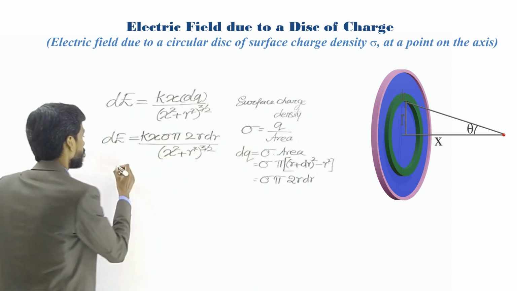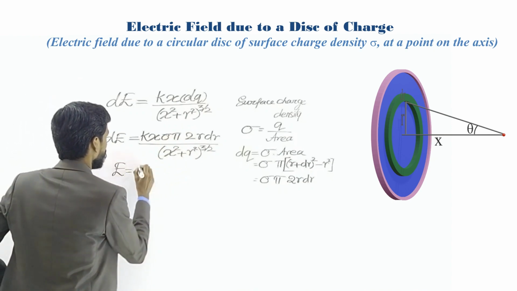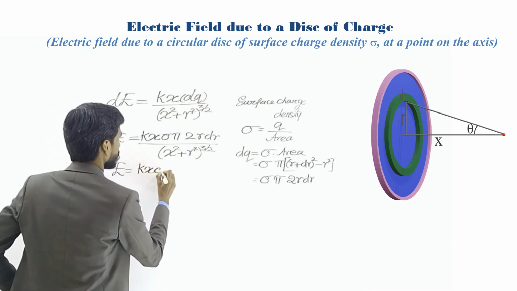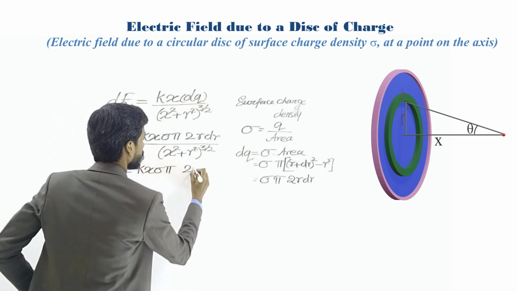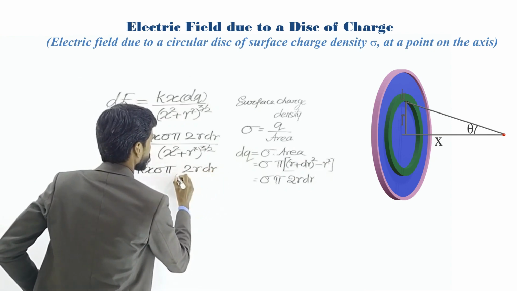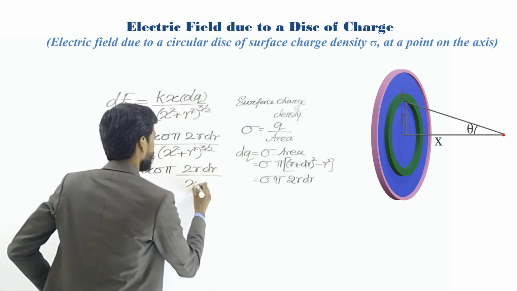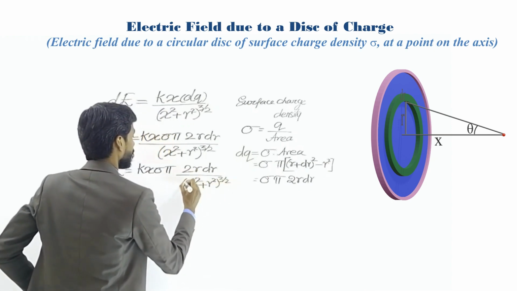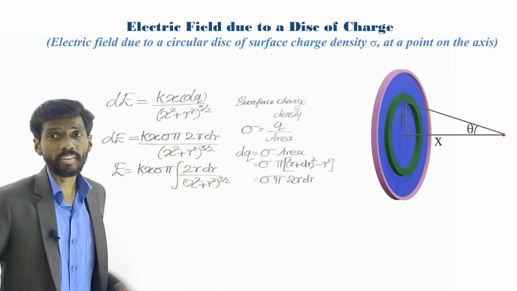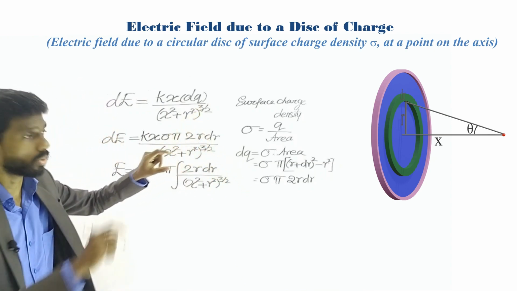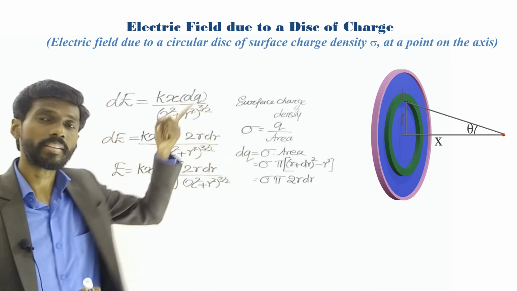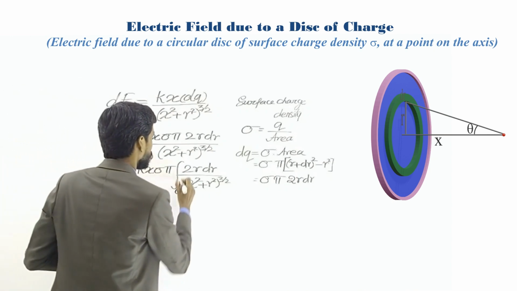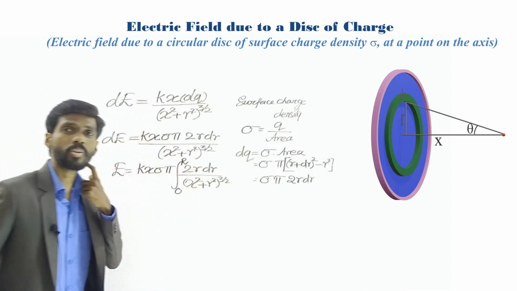Let us do this integration. So E equals kx sigma pi 2r dr divided by x squared plus r squared to the power 3 by 2, and then the integration. r ranges from 0 to capital R. Zero is at the center, and capital R is the radius of the entire disk. So r is from 0 to capital R.